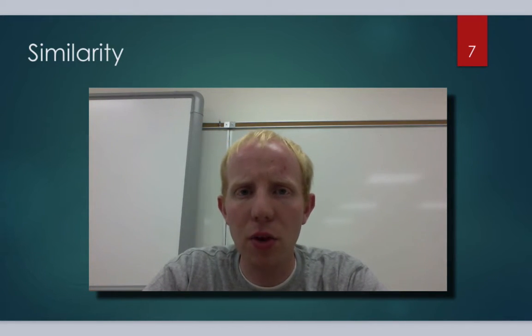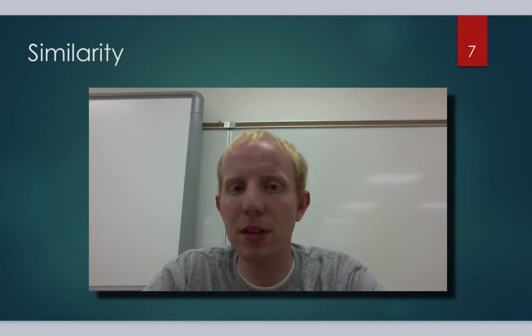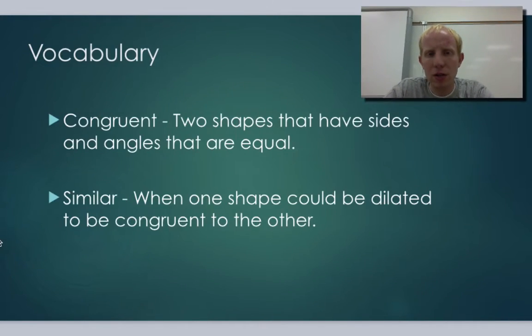Last time, we looked at dilations, and those are going to be very important for discussing similarity and how similarity works. Okay. So before we start with similarity, let's just get some vocabulary words down. There are two basic ideas with geometry and looking at shapes. One of the things we can look at is if shapes are congruent and if shapes are similar.